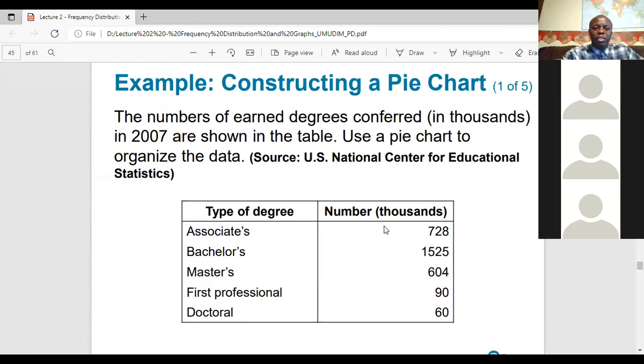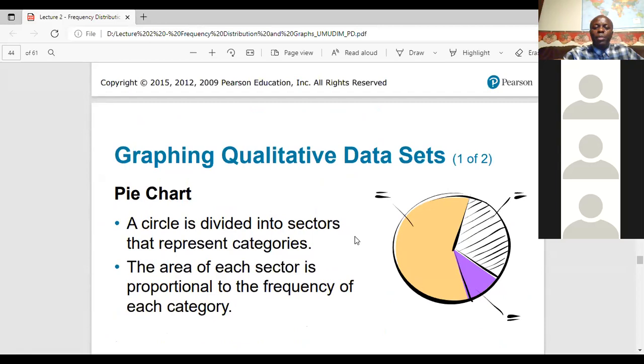So let's use an example here. Say the numbers of degrees in thousands in year 2007 are shown below. Use a pie chart to organize this data. See, associate degrees 728, bachelor's 1525, and so on, master's. To draw the pie chart, remember pie chart is based on the same principle that the angle sum of a circle is 360 degrees. That means we need to get the frequency, then relative frequency, then get the measurement in angle, then use it to measure each degree for each sector.